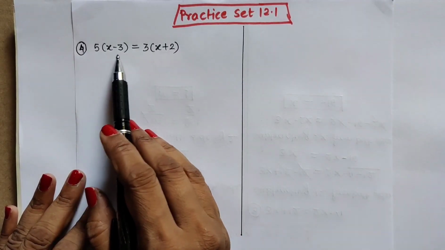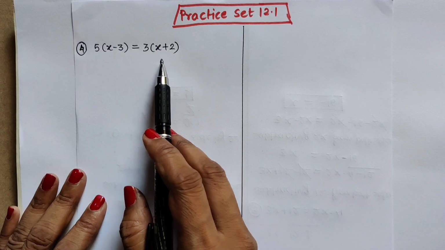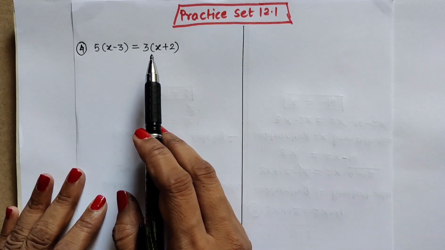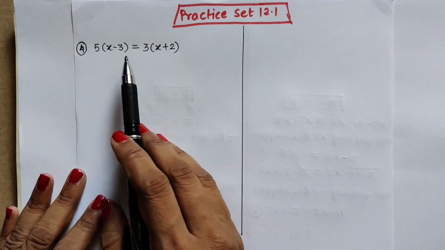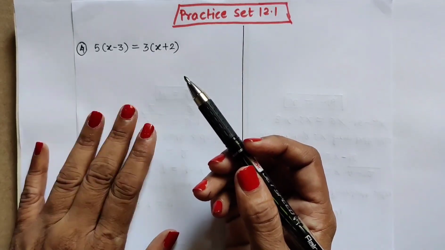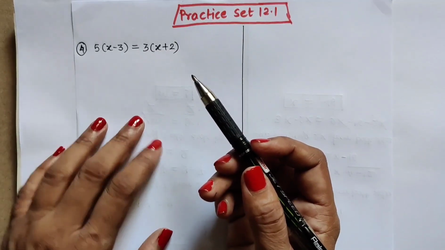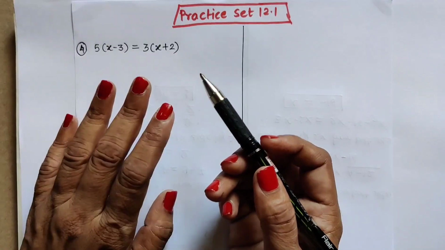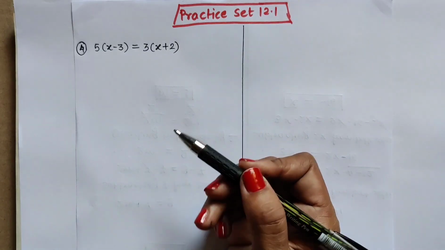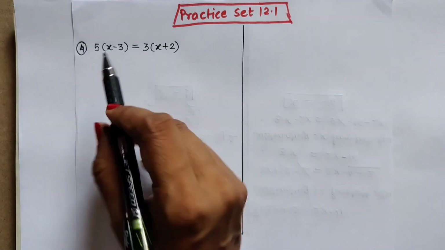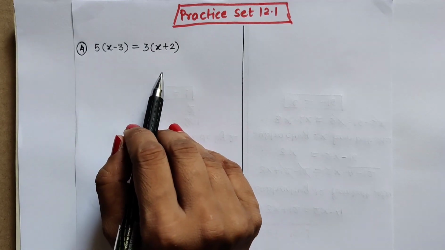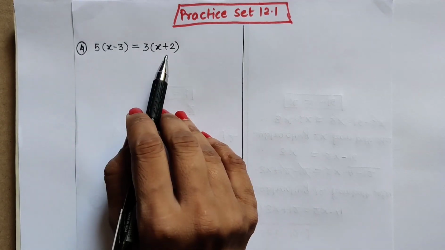Fourth sum is 5 times x minus 3 in bracket is equal to 3 times x plus 2 in bracket. So when a number is there outside the bracket, that means of. Of means multiply by. Okay, 5 multiply by x minus 3 and 3 multiply by x plus 2. So first we will solve this and then we will apply our method of solving the equation. Whenever there are brackets, we have to solve the brackets first and then solve the equation. Here it is also an equation, but for solving it we have to simplify it, and simplify means we have to solve these brackets first.